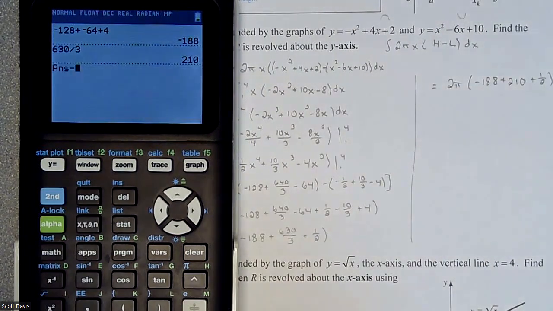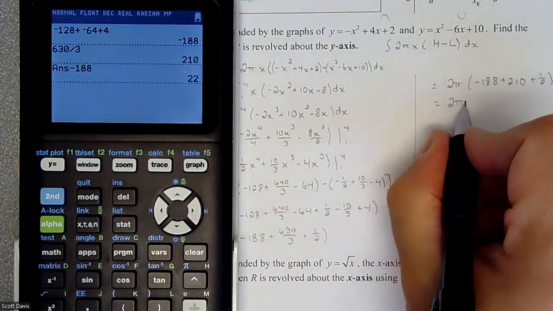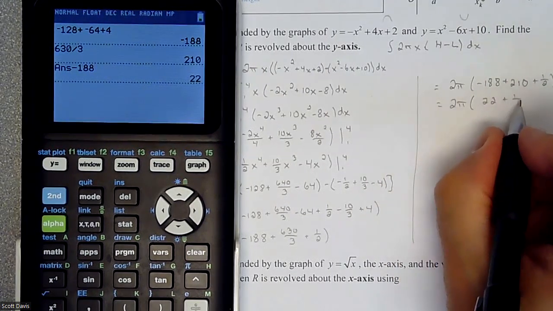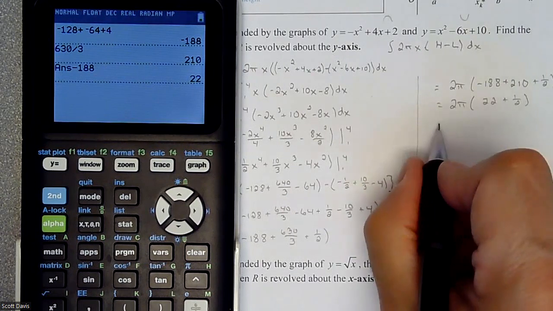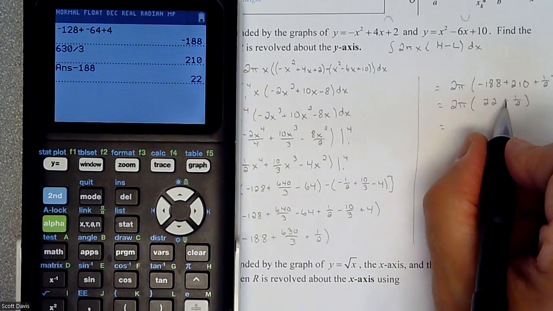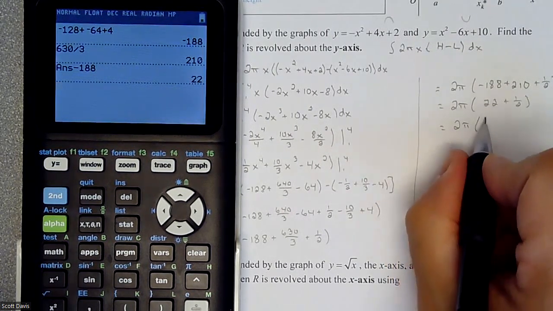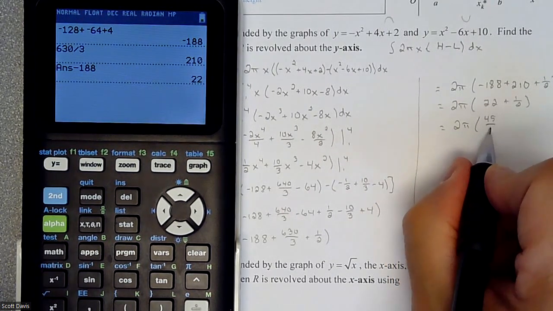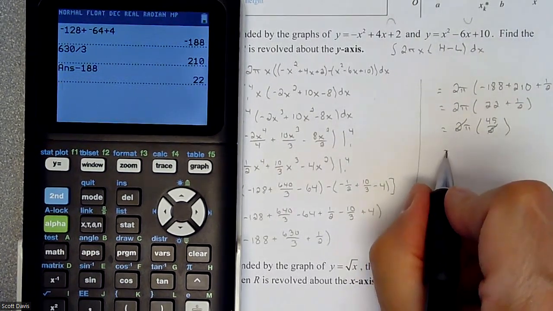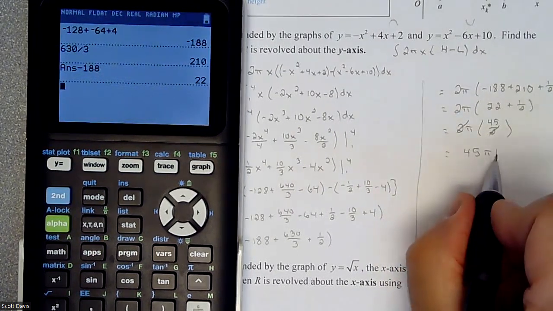So 210 minus 188 gives us 22. So 2 pi times 22 plus a half divided by a 2. So 22 is 44 over 2 plus 1 is 45 over 2. And that 2 will cancel that 2, leaving us with a 45 pi for our volume.